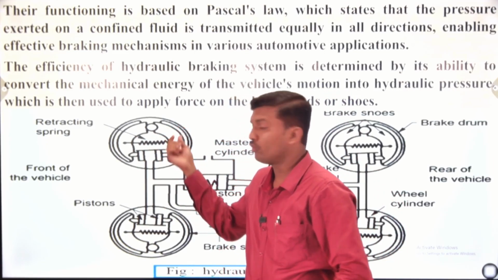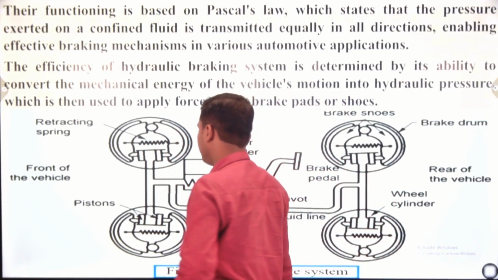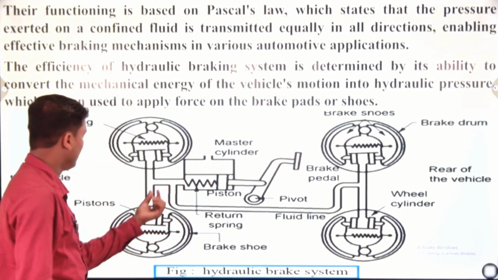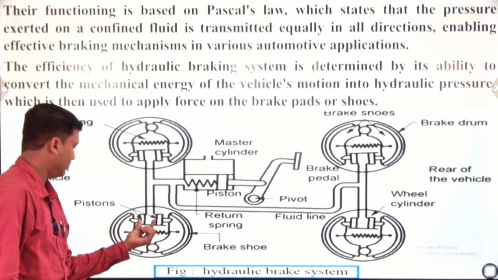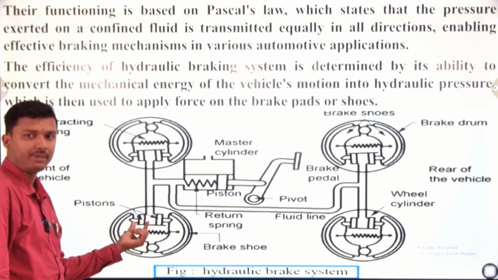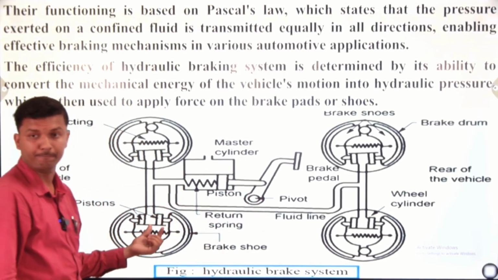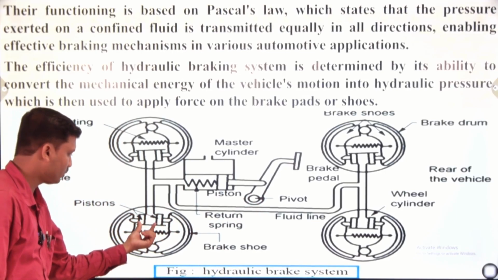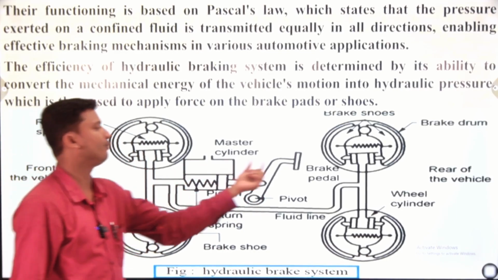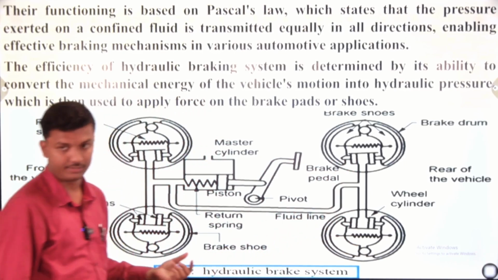Next, this brake shoe is connected to the brake drum. Another thing is the piston. This type of piston is present in all four wheels. These four pistons are connected in the four wheels.